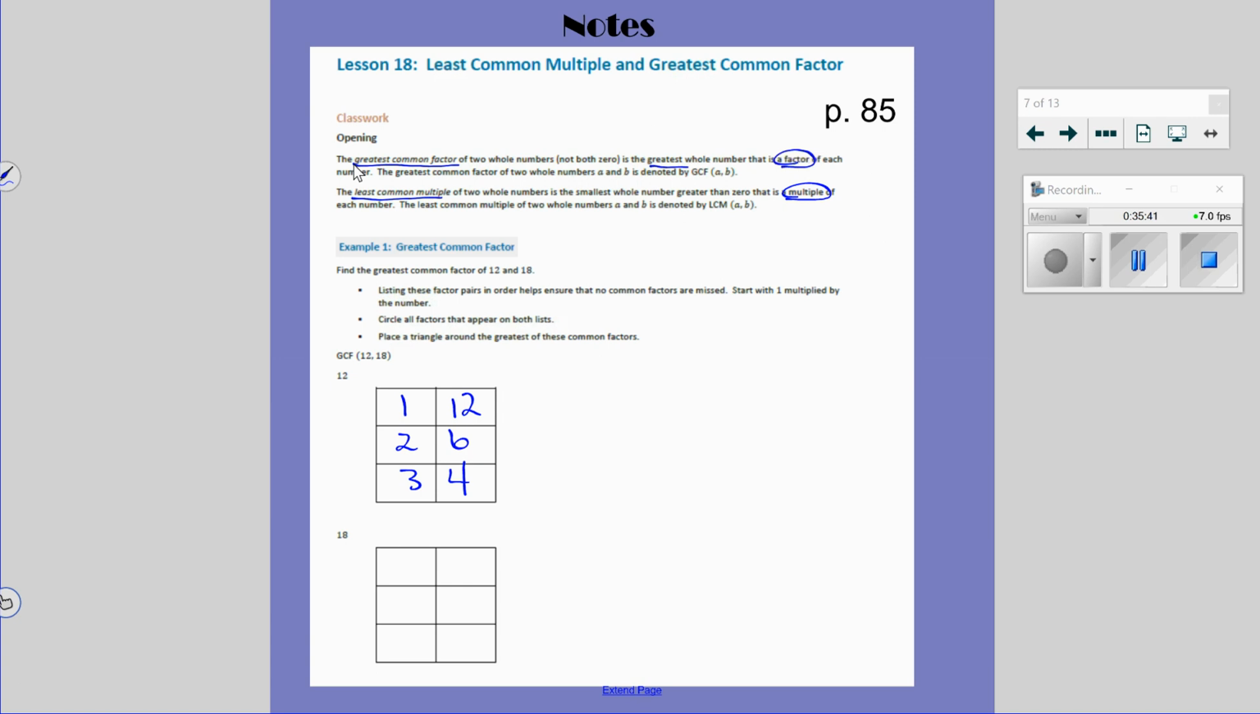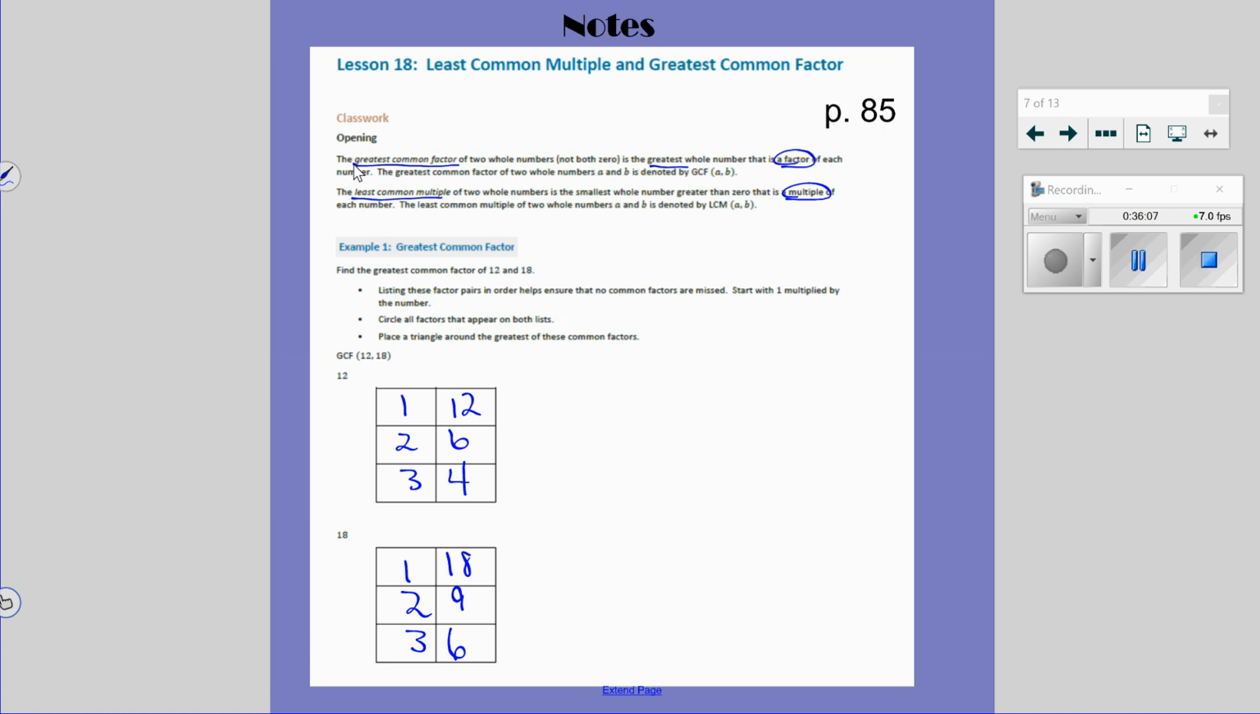Okay, 18. What's my first set of factors? 1 and 18. What's my second set? 2 and 9. I actually go 2 and 9 next. And then 3 and 6. Okay? Is 4 a factor of 18? No. 5? No. Okay, now I'm at the 6, so I'd just be reversing my table so I know I'm done.